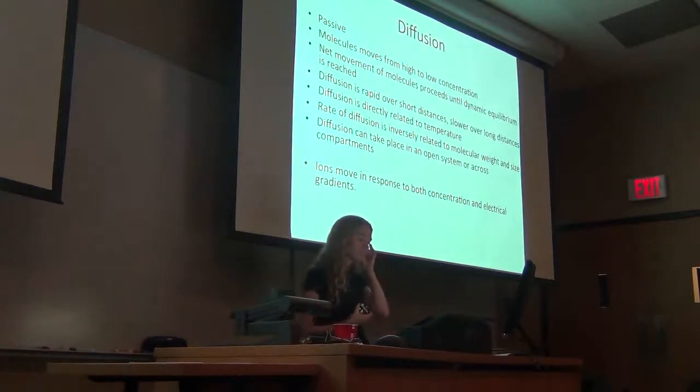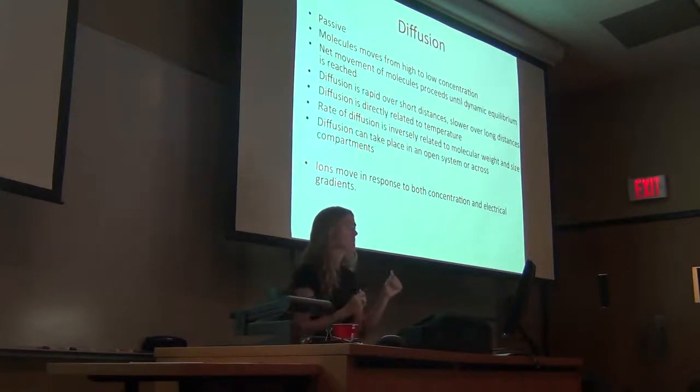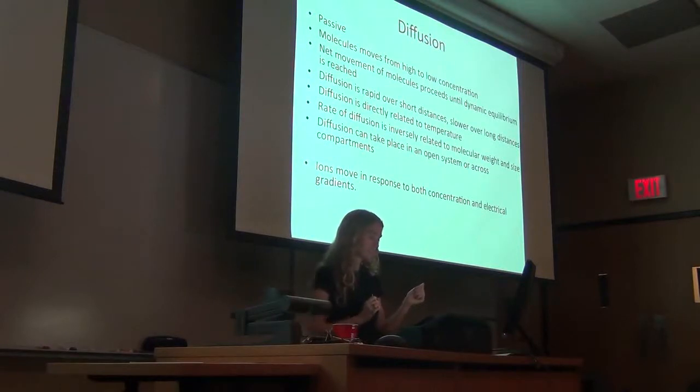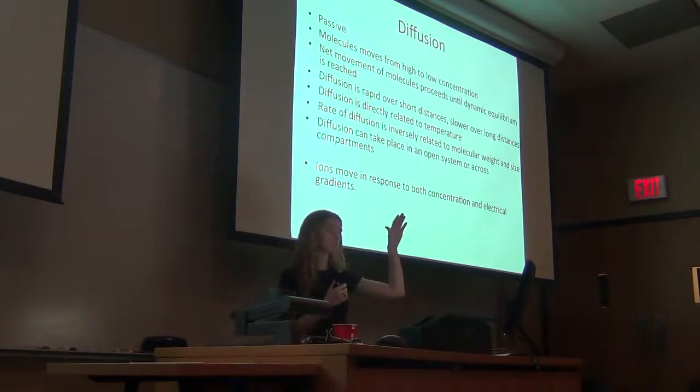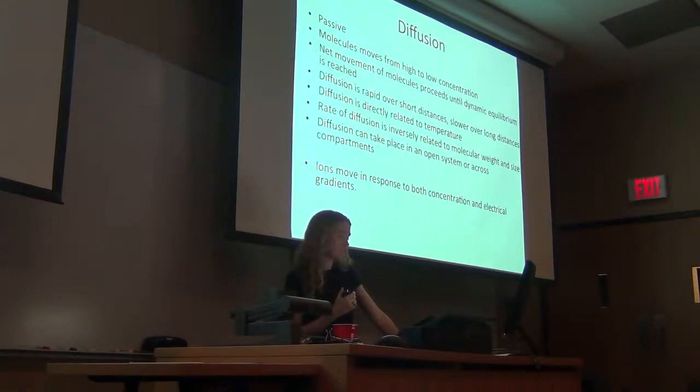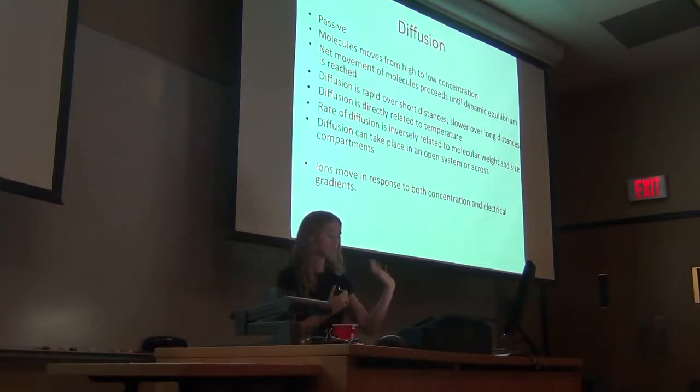So, some basic properties of diffusion. First of all, it is a passive process. Molecules are going to go from high to low concentration, so down their concentration gradient, and there will be a net movement of molecules until dynamic equilibrium is reached. So the concentration will be the same everywhere. And of course that means, as I reminded you a couple of lectures ago, that individual molecules are still moving at equilibrium. It's just that for each molecule that exits, another one is entering.